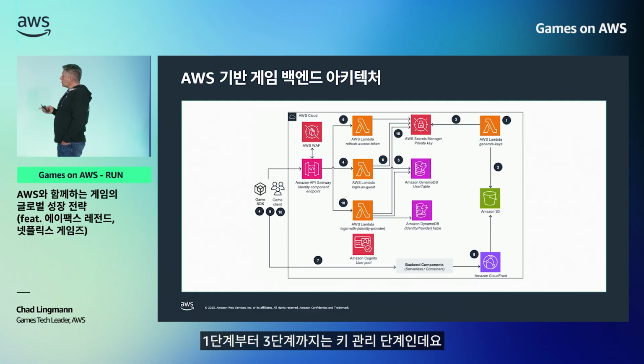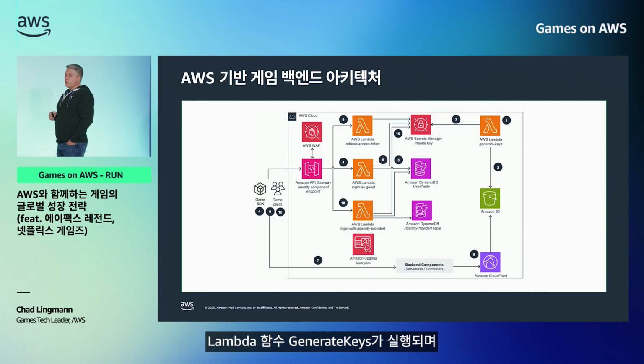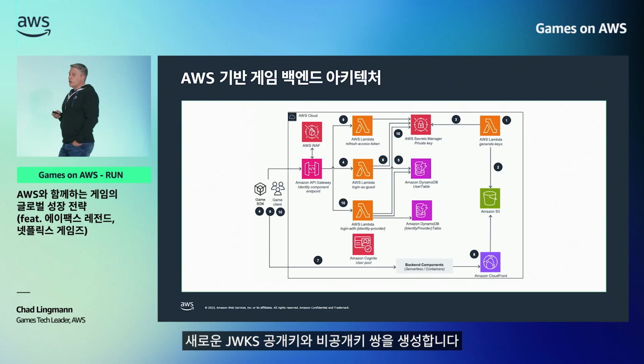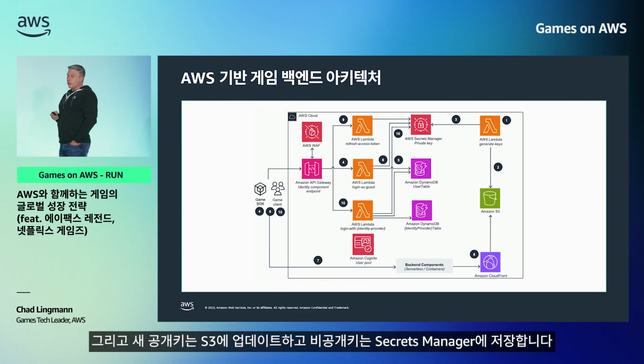The key management steps 1 through 3. The Lambda function generate keys runs. It generates a new JWKS public and private key pair. And then it updates S3 with the new public keys and stores the private keys in Secrets Manager.